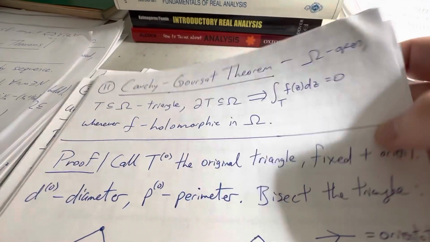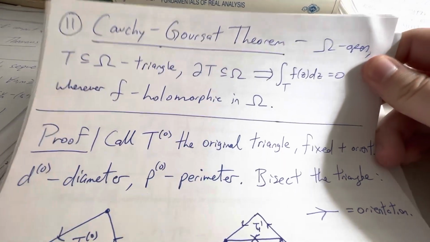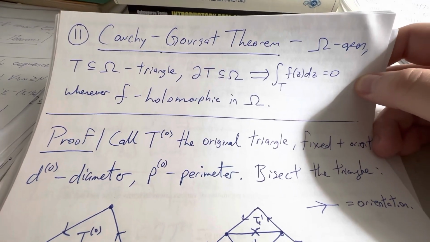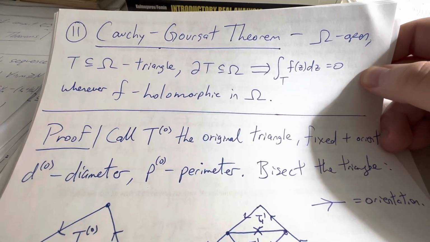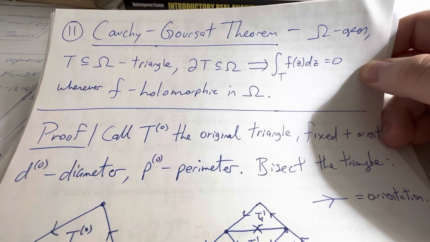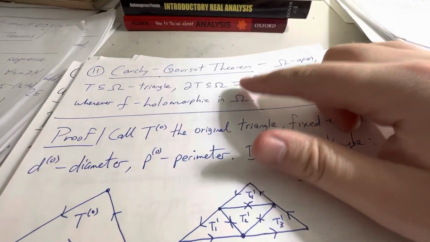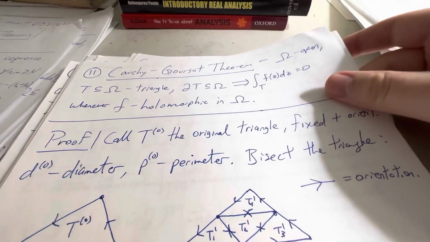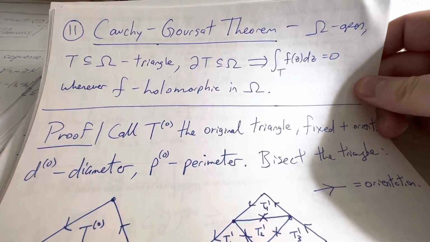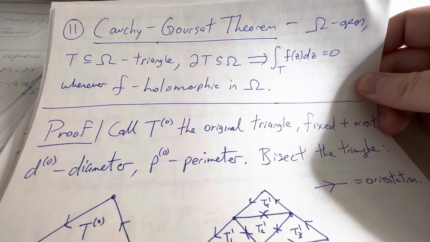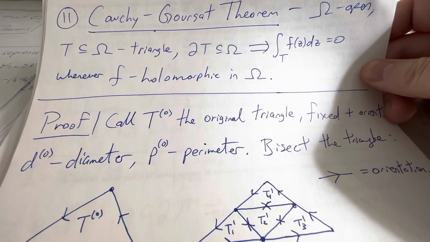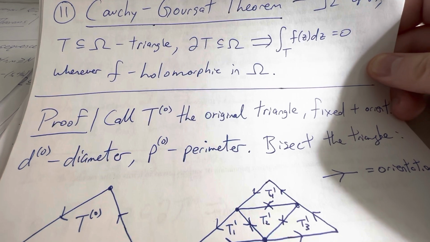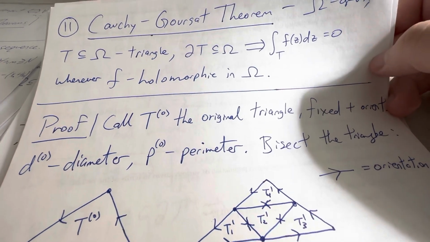It says that if you have an open region omega in the complex plane and you have a triangle inside such that the boundary of the triangle is completely contained within omega, the interior, I didn't really write that, but I should have written that. It's the interior of omega. Then you know that the integral of f(z) over the triangle T, where f is a holomorphic function, is going to be equal to 0.